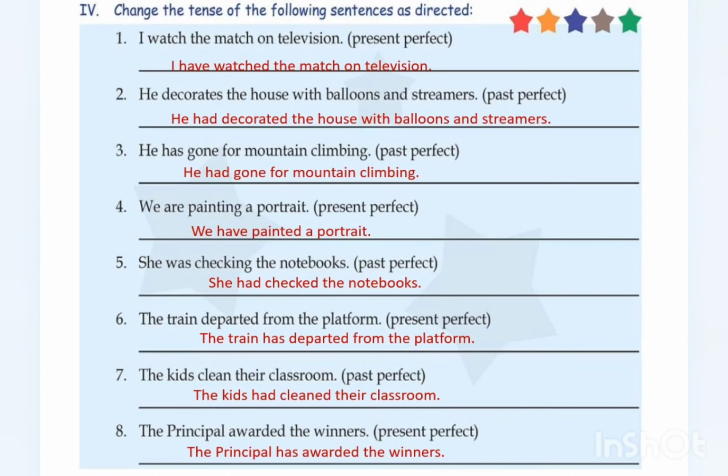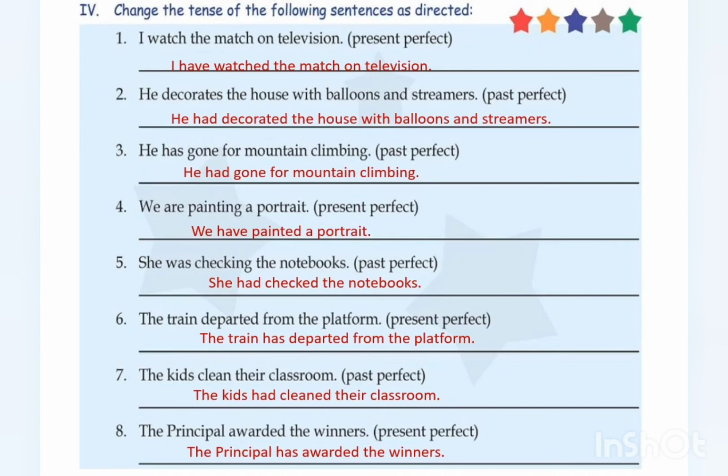Fourth, we are painting a portrait. Present perfect. We have painted a portrait. Have because present perfect, and paint, painted, painted. So painted, third form. Fifth, she was checking the notebooks. Past perfect. She had checked the notebooks.